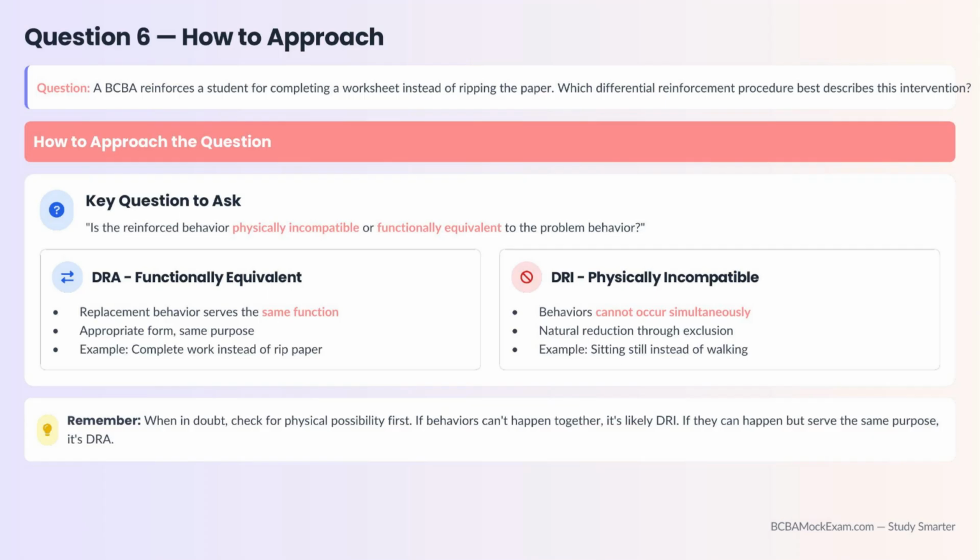The question to ask is, is the reinforced behavior physically incompatible with the problem, or is it functionally equivalent? For DRA, we care most about function. The new behavior serves the same purpose, getting a break, finishing a task, gaining attention, but in a more acceptable way, like raising a hand instead of shouting. For DRI, we care about physical impossibility. One behavior blocks the other, like hands in pockets versus hitting. In our scenario, completing a worksheet is not physically opposite to ripping, but it does provide a valid path to finish the assignment and move on, which fulfills the same overall goal.